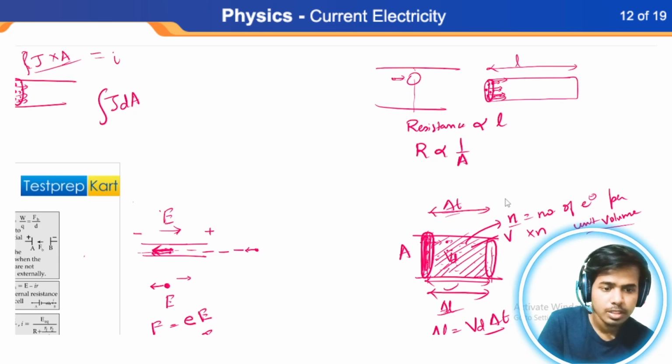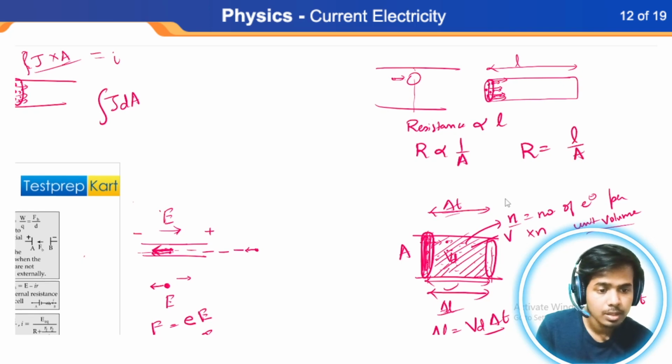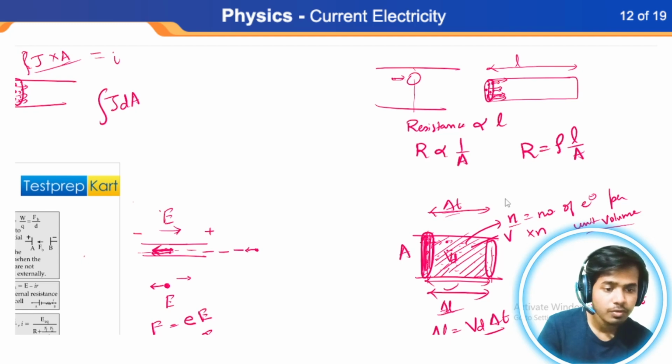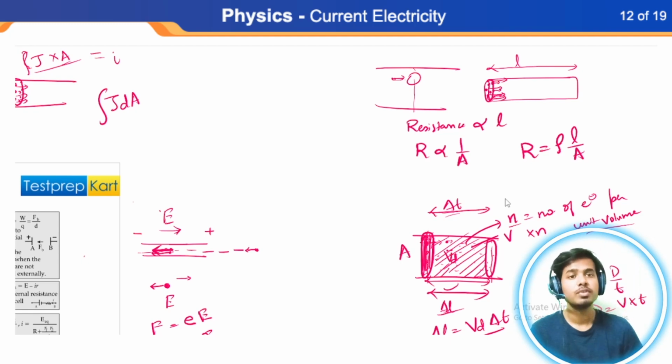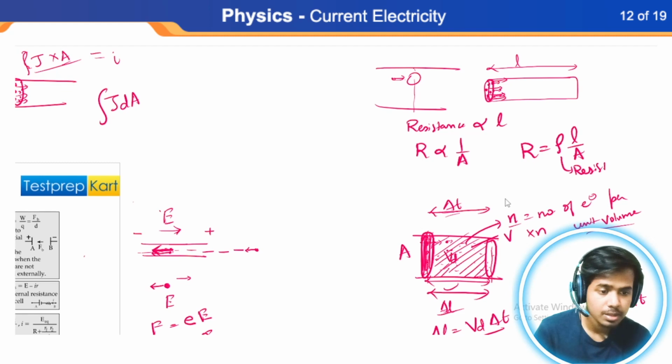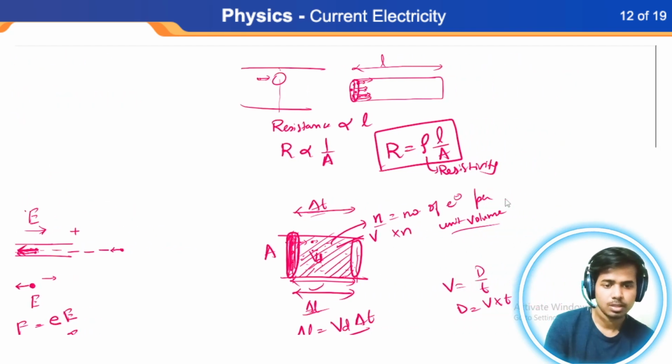Now if I combine them, then I'll have R is equal to some constant into L by A. The constant is given as rho, where rho is the property of the matter through which it resists the flow of charges through it. This is called resistivity. This is resistance. All right.